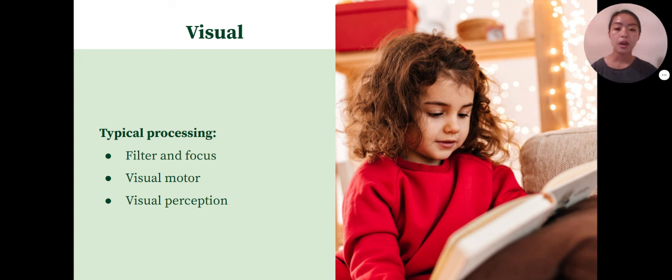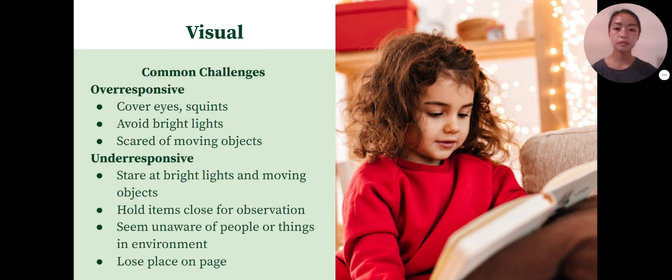For example, efficient visual processing allows us to read efficiently, remember what an orange looks like from memory, copy a triangle, or recognize the letter A in different orientations and styles. Over-responsive kids may cover their eyes or squint in response to visual input. They might avoid bright flickering lights. They may also be scared of moving objects, like ducking when a ball is thrown at them.